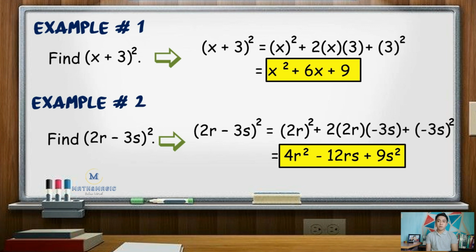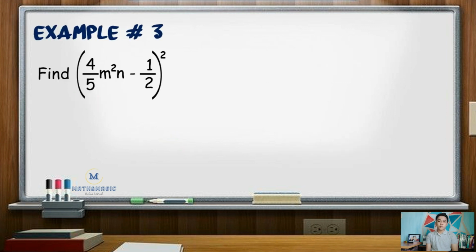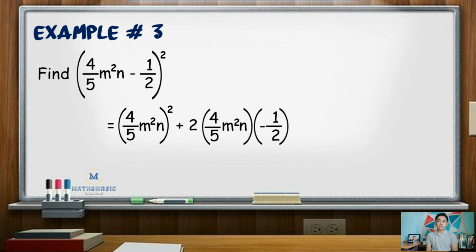9s squared. Also another example, the square of 4/5 m squared n minus 1/2. Getting the square of the first term, that is the square of 4/5 m squared n, plus twice the product of the first term, 4/5 m squared n times negative 1/2 being the second term, plus the square of the second term, the square of negative 1/2.